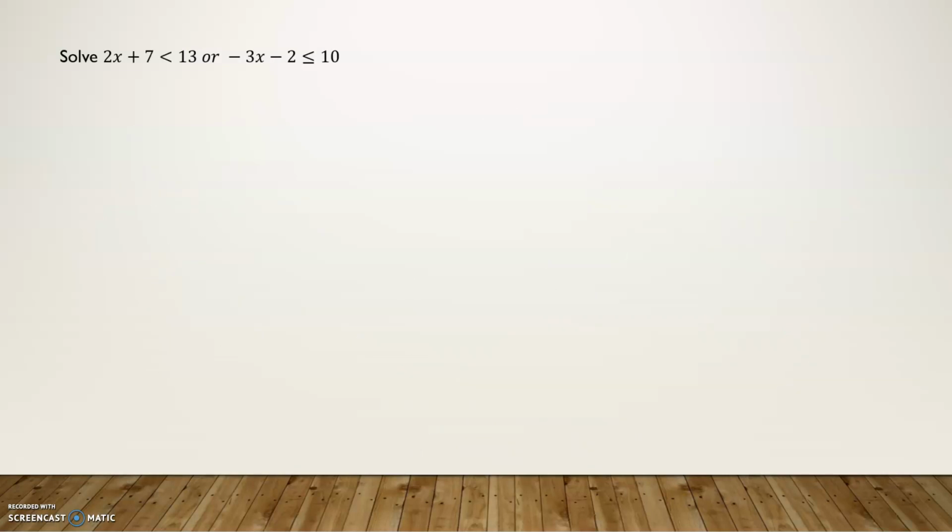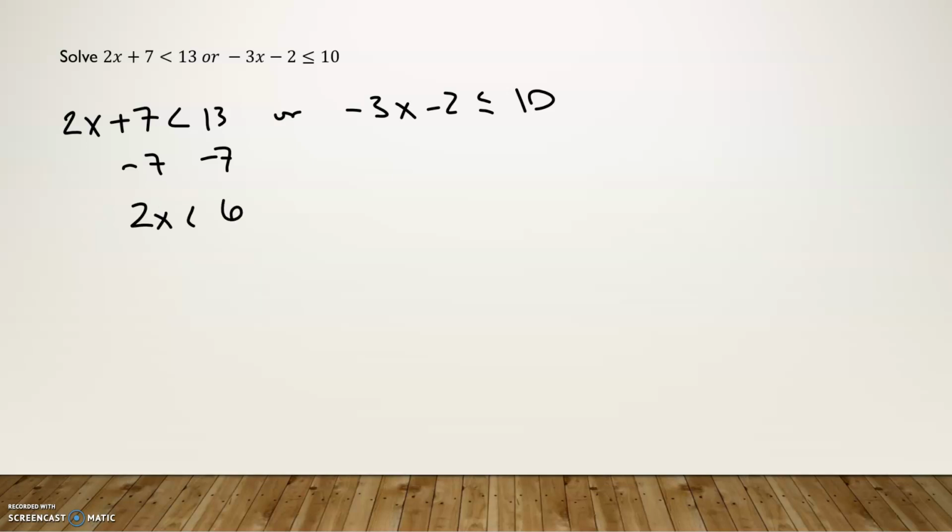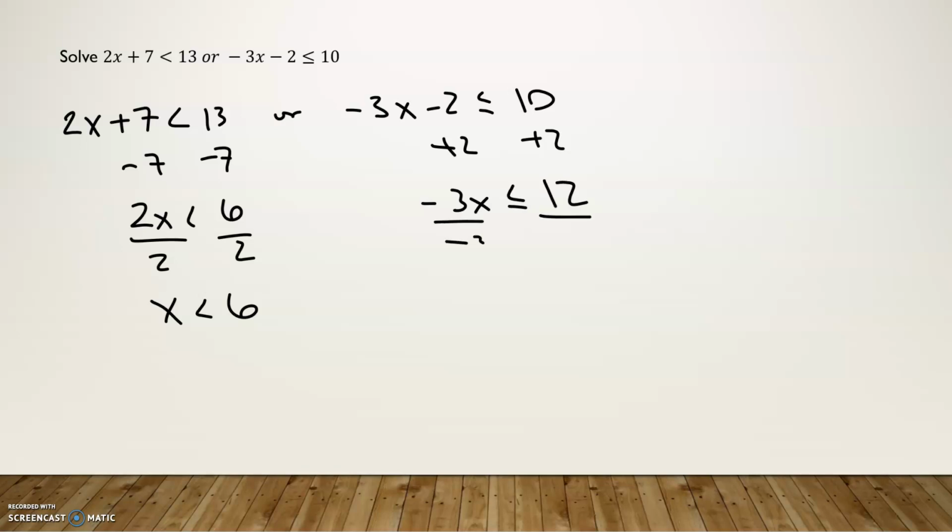Okay, let's look at another one. We've got 2x plus 7 less than 13, or -3x minus 2 less than or equal to 10. I'm going to subtract 7 from both sides, so that'll give me 6. Divide by 2 on both sides, so that'll give me x less than 6. Over here, I'm going to add 2 to both sides, so -3x less than or equal to 12. Divide by -3. So x is now greater than or equal to -4.